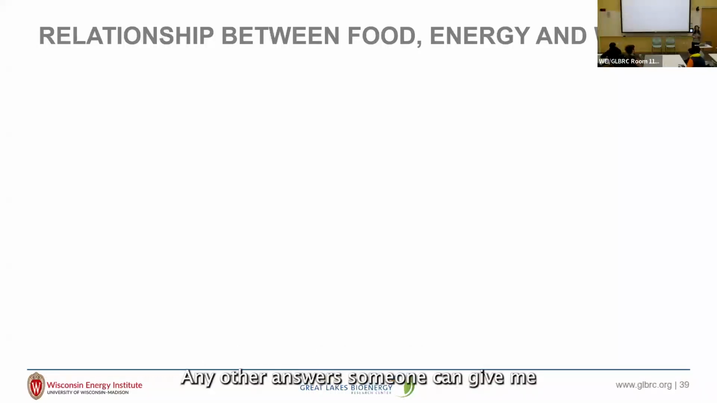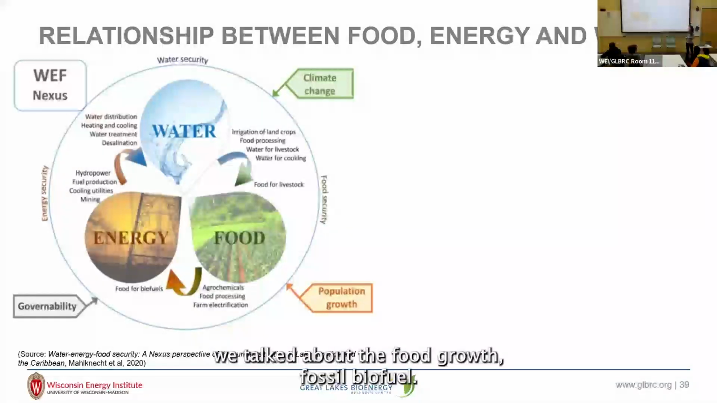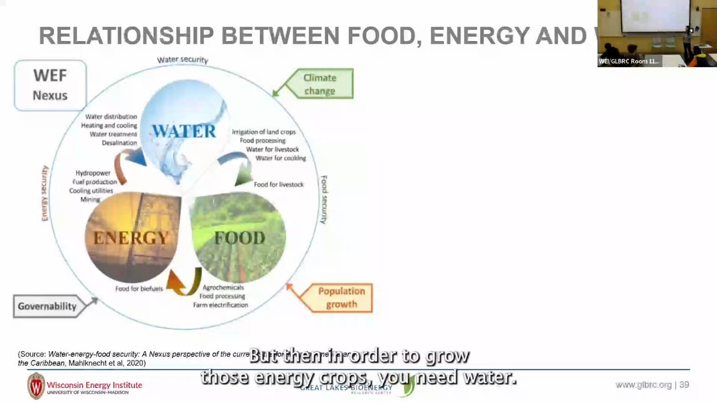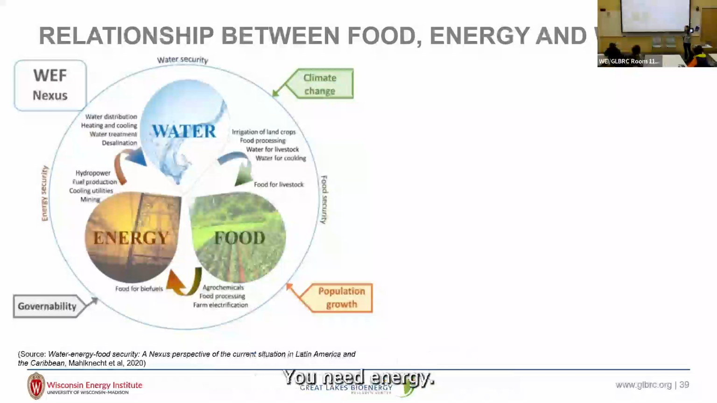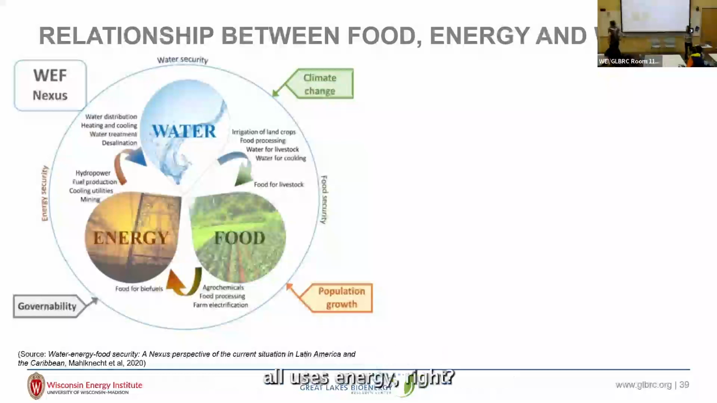Any other answers someone can give me? Or I'll give you the answer. So there's a lot. We talked about the food growth, but also biofuel. My organization does biofuel, and we're growing crops to produce energy, produce fuel. But then in order to grow those energy crops, you need water, you need energy. Also water distribution, desalination to convert seawater into fresh water, all uses energy, right? So energy, water, food is intertwined in so many different ways.